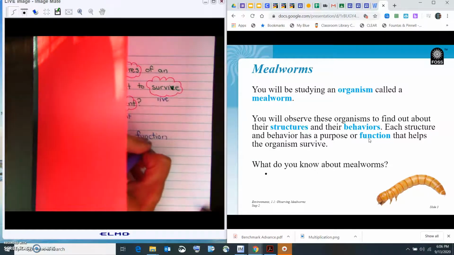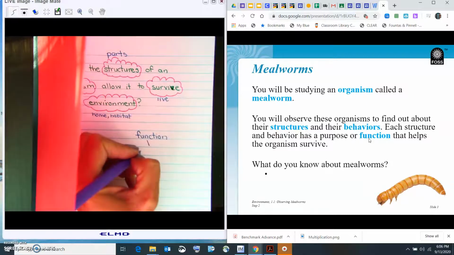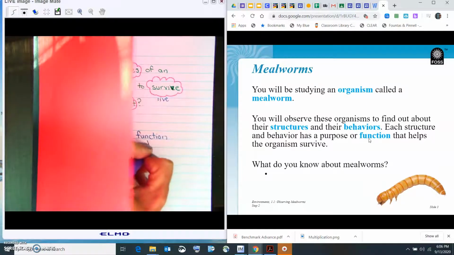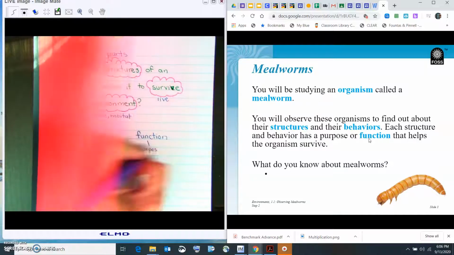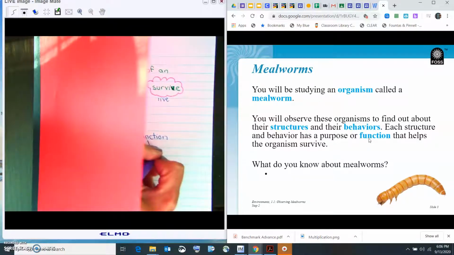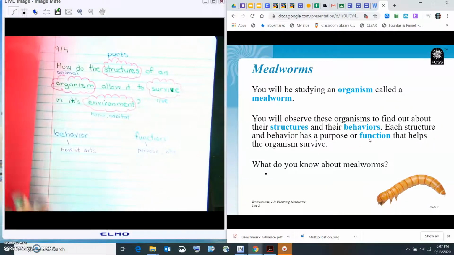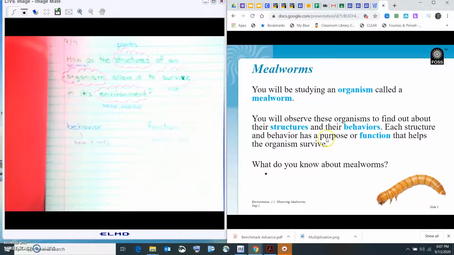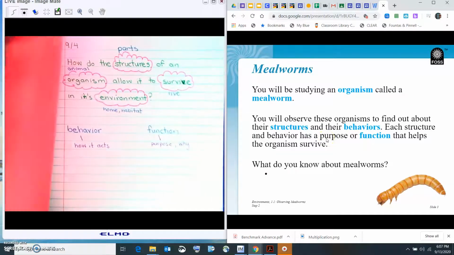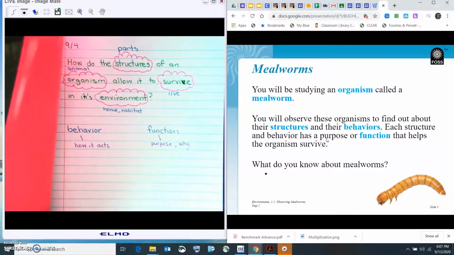And the function is purpose, the why. Why does it need it? Why does it need to do that? So for example, what is your hand doing when picking up, like moving close, closing your fingers around a pencil? That's the behavior. So what's the function? Why do we do that? So we can pick something up.